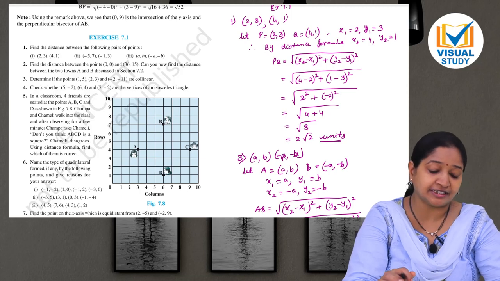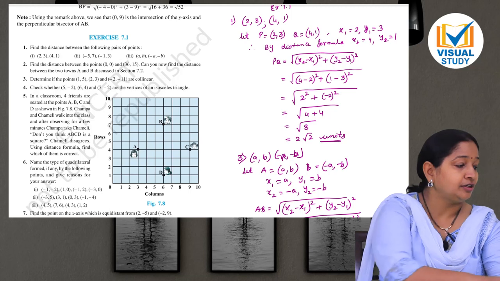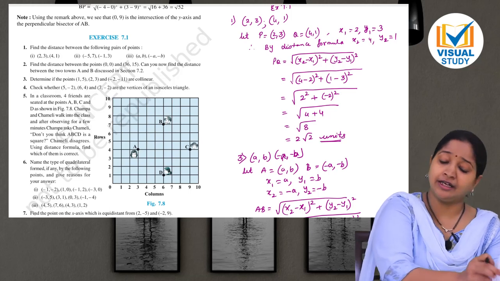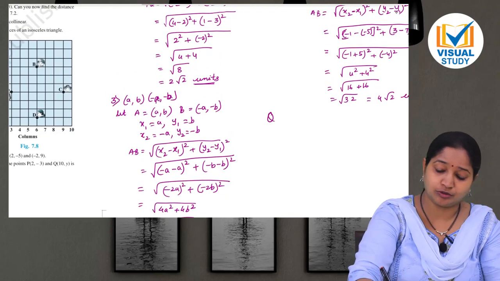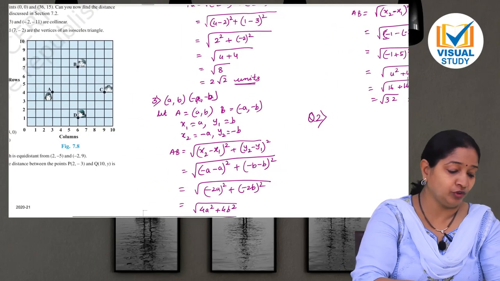Can you now find the distance between the two towns A and B? What are your A and B? Again, do it by the same distance formula. Just solve it here only. That is question 2.